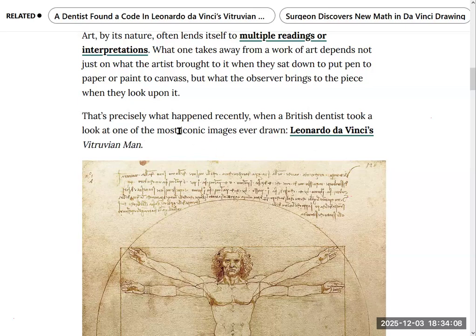When it says iconic, it's another way of saying one of Leonardo's most well known. Most people would probably give the name or be able to describe this drawing and say, oh, that's one of Leonardo's most famous or best pieces of work.